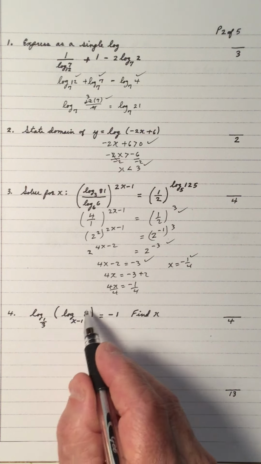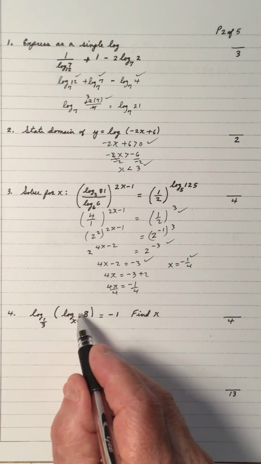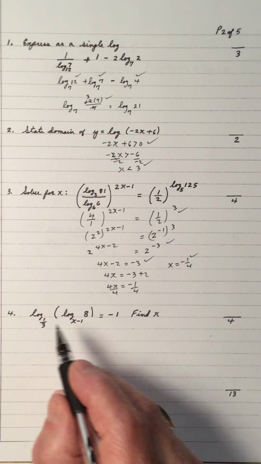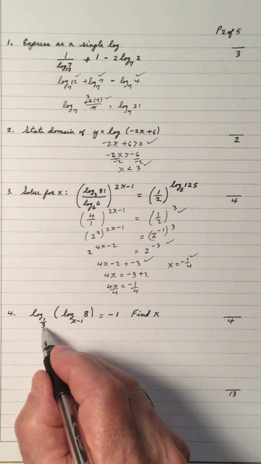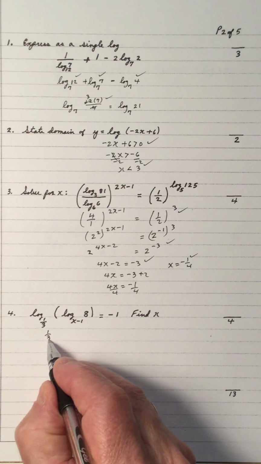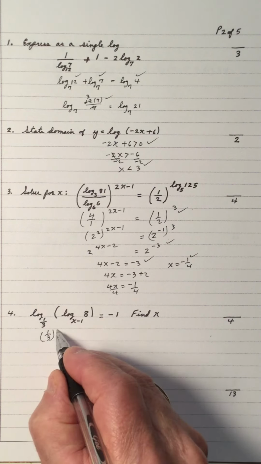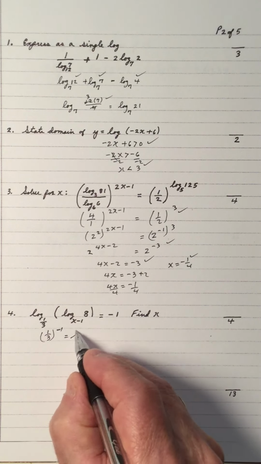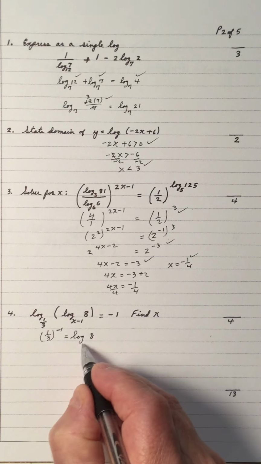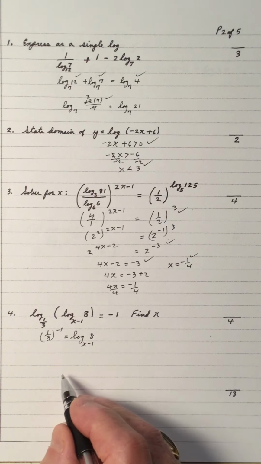Number 4, the log of, and how you say it, this is inside, so it's the log of this log, base 1/3, equals negative 1. So this is the base, negative 1 is the exponent, and it is equal to the log of 8 with the base of x minus 1.